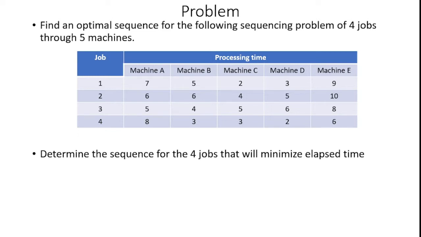The 4 jobs are given in the first column as 1, 2, 3, 4, and the 5 machines are given in the first row: machine A, machine B, machine C, machine D and machine E. Every machine has its own processing time, given as a numerical value for each job. Finally, the question is to determine the sequence for the 4 jobs that will minimize elapsed time.